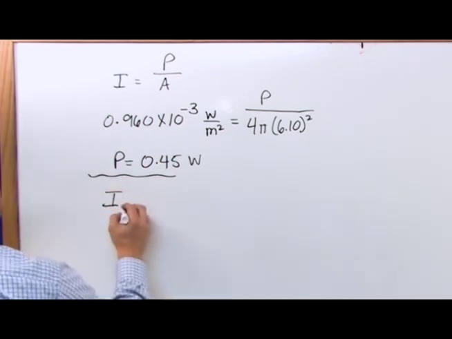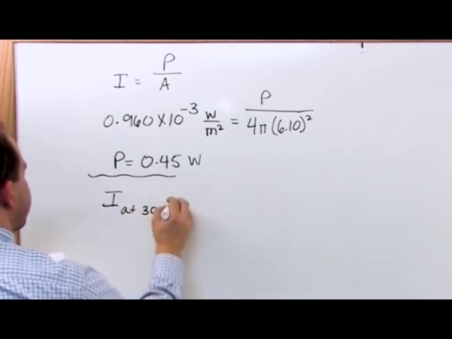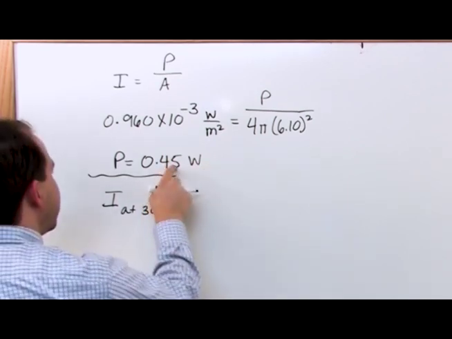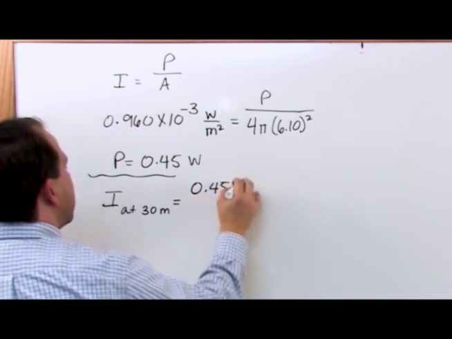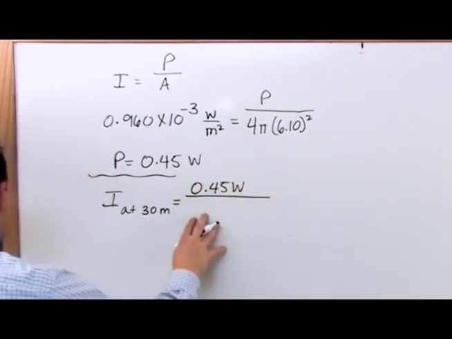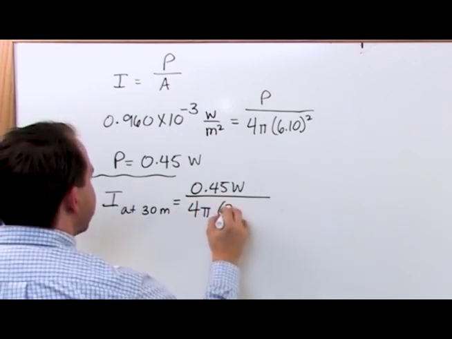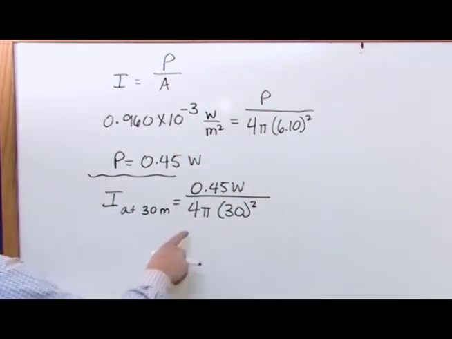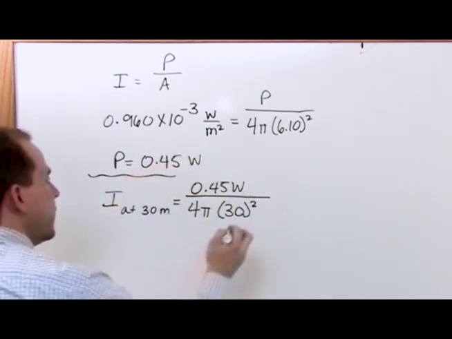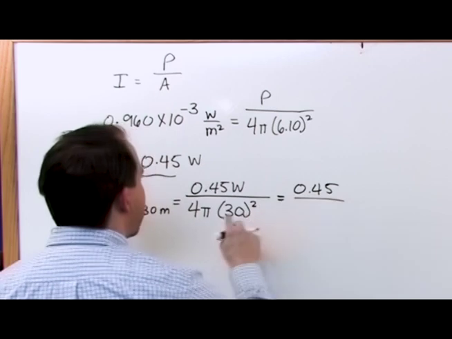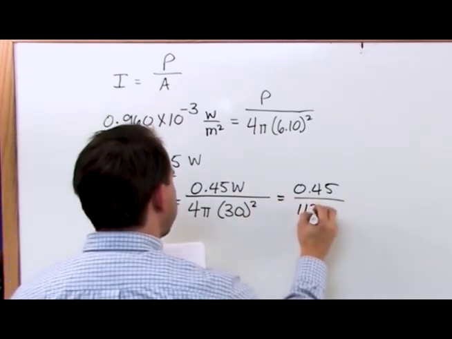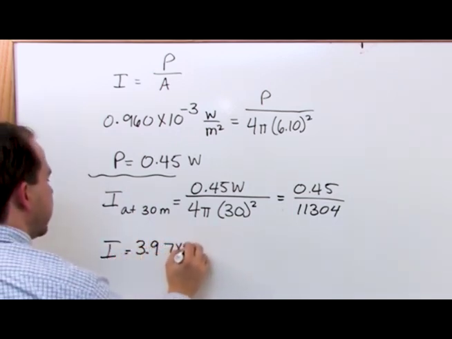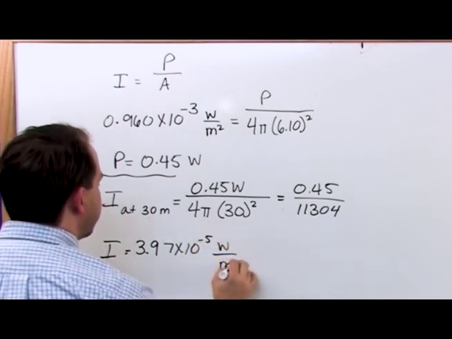And what we're going to do is now calculate the intensity at 30 meters away. And that's going to be the power emanated divided by the surface area at whatever distance you're at. Now we know the power emanated by the source, 0.45 watts. And we know that we want to be 30 meters away. So that's 4 pi times 30 squared, because everything is expanding in a sphere. Remember I told you that at the beginning of the section. You're going to see that a lot. This is the surface area of that sphere 30 meters away. So what you're going to have is 0.45 divided by 4 times pi times 30 squared, which is 11304. So the intensity will be 3.97 times 10 to the minus 5 watts per square meter.